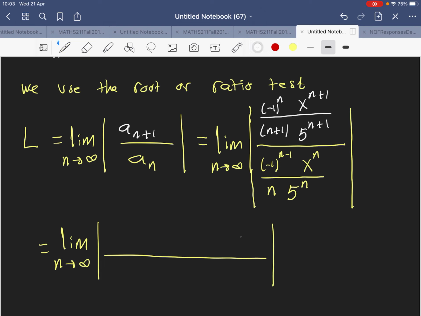First of all, I will write the x at the end. Now, (-1) and (-1), because of the absolute value, they will cancel out, but I will just keep them for now. n plus 1, 5^(n+1), and then in the yellow, I just write the rest.